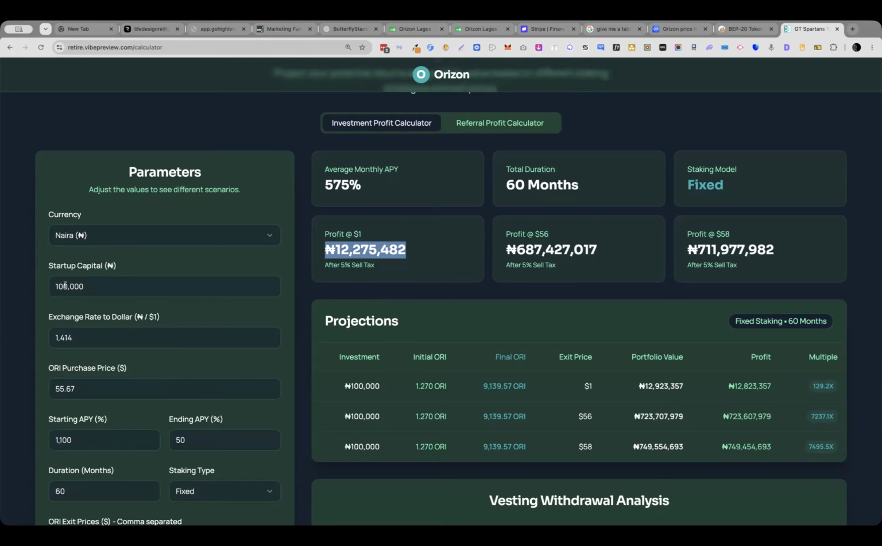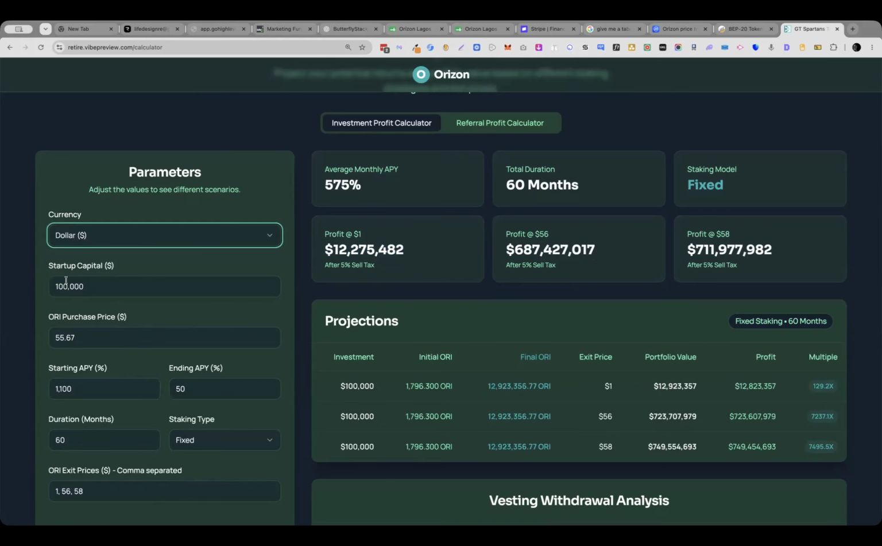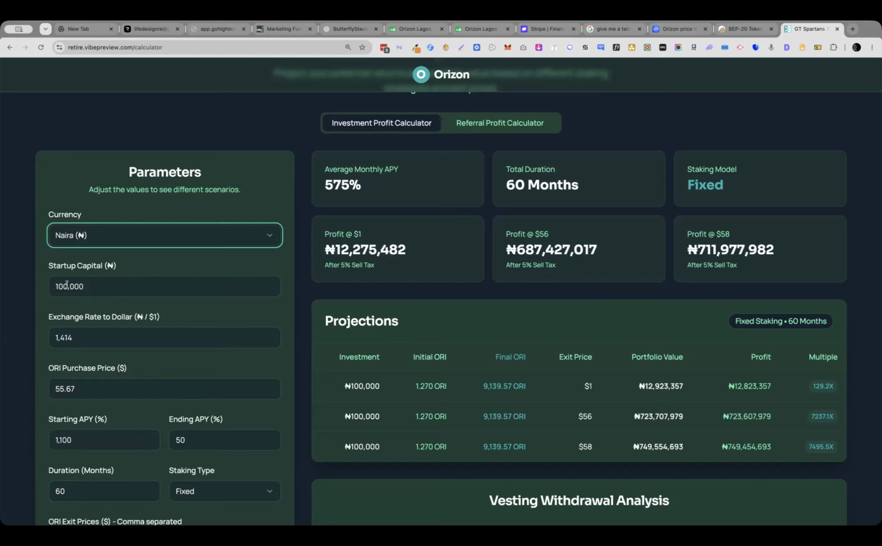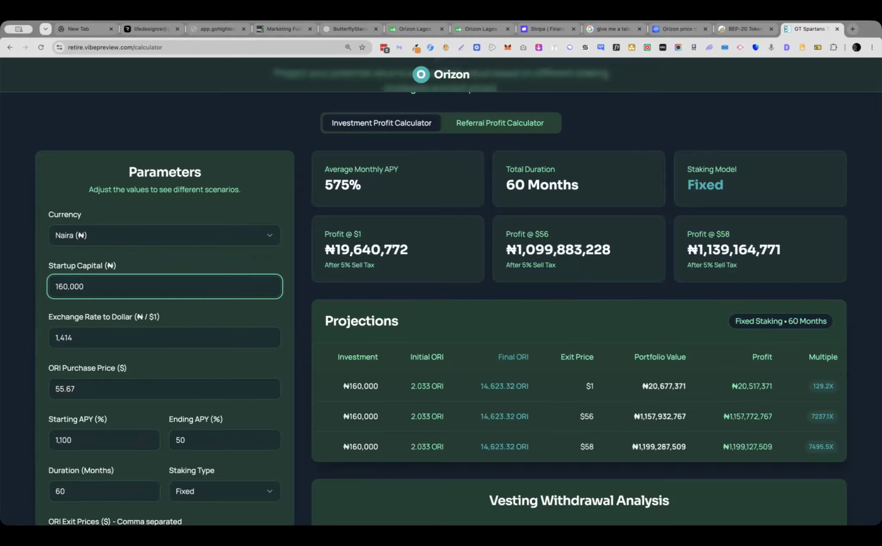But if you say, Joe, I believe you, I want to do 2 ORI, let me keep the mathematics in Naira. 2 ORI right now, $55, like 110, just say 160K, okay? Right now.